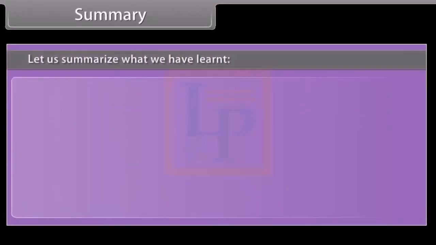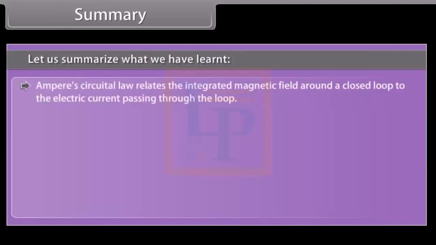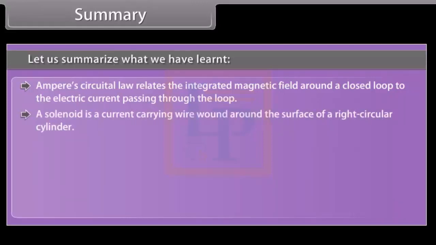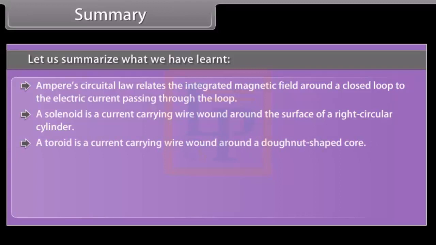Summary. Let us summarize what we have learned. Ampere's circuit law relates the integrated magnetic field around a closed loop to the electric current passing through the loop. A solenoid is a current-carrying wire wound around the surface of a right circular cylinder. A toroid is a current-carrying wire wound around a donut-shaped core.